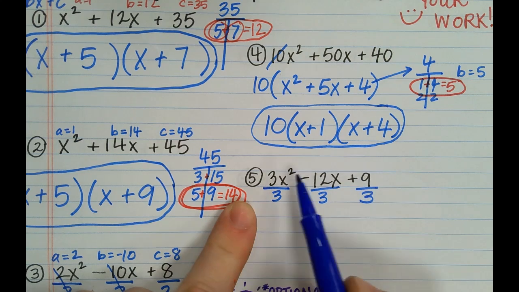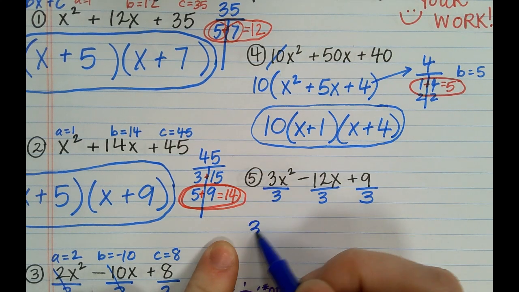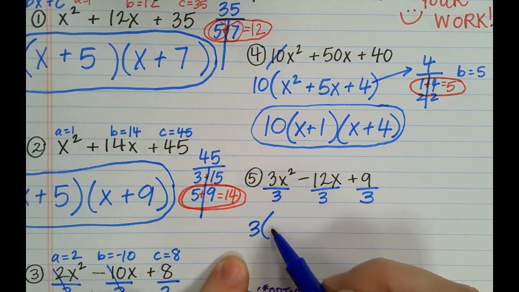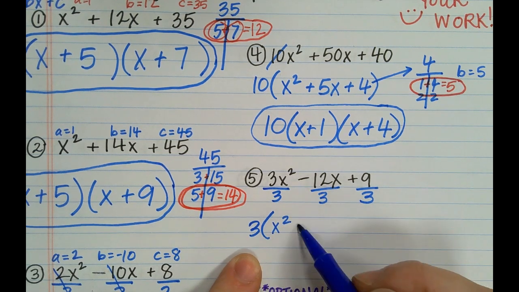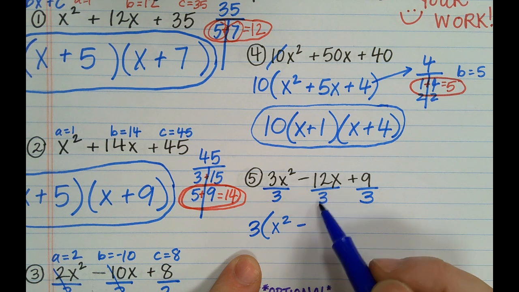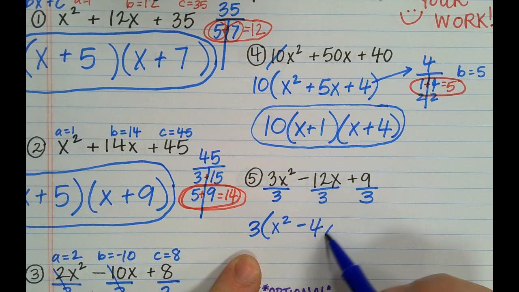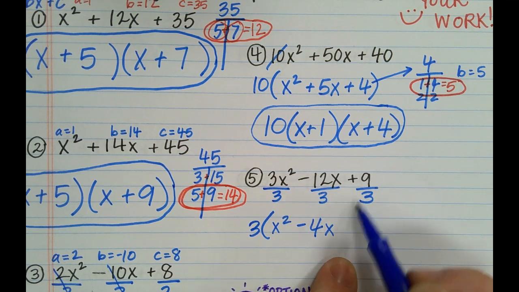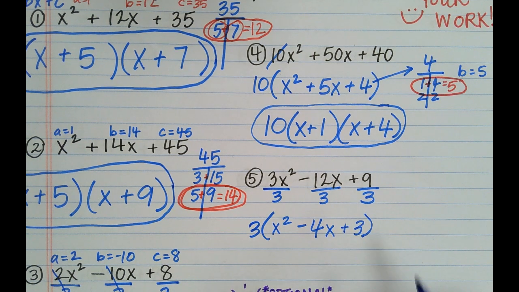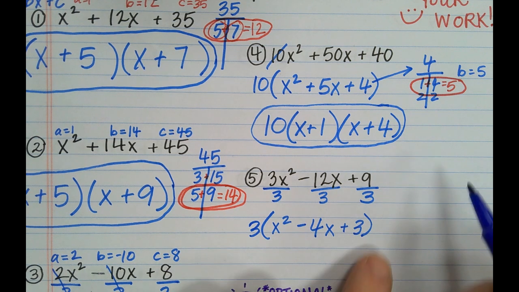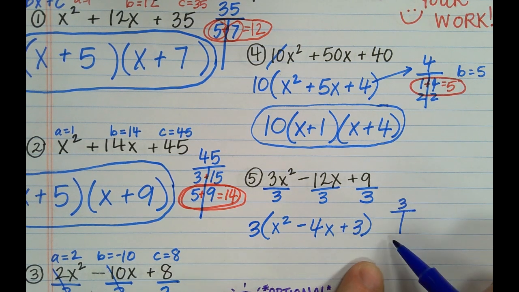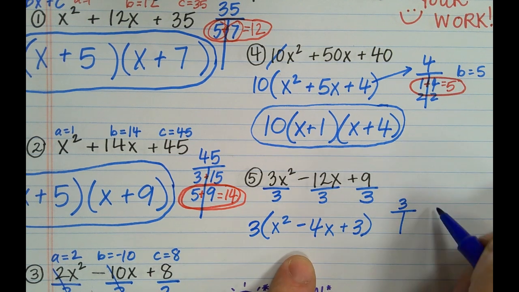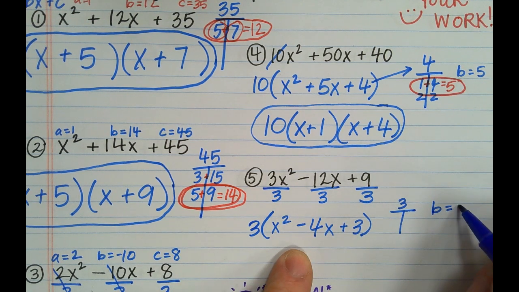And what does this become? 1, 4, 2. My A is 1, so I've got x squared minus 12 divided by 3 is 4x. 9 divided by 3 is 3. There we go. Okay, what am I finding factors of? 3. Of 3. So you do -1, -3. Yeah. So since our B is negative, we have a -4.